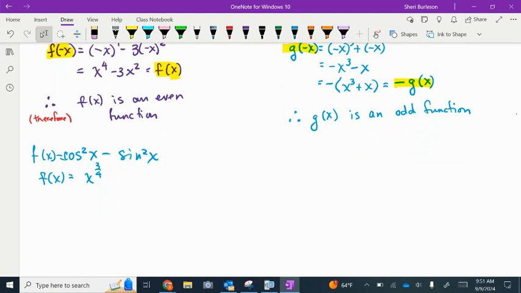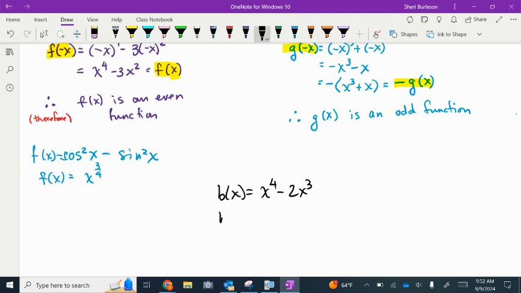What's your favorite letter? Somebody. B? I mean, I guess you can use anything but b of x. What do we think this one is probably going to be? Neither. Probably going to be neither, right? Because it has an odd exponent and an even exponent.